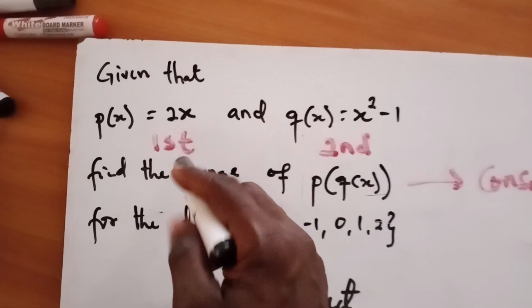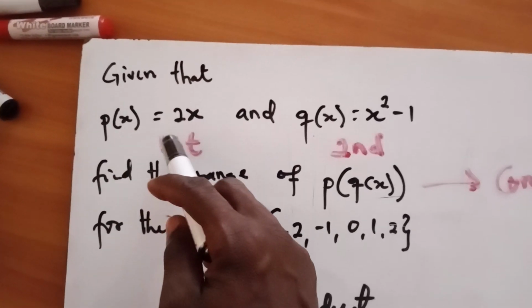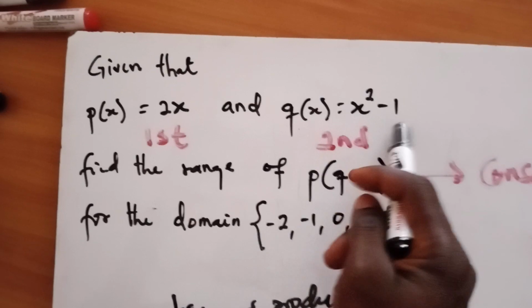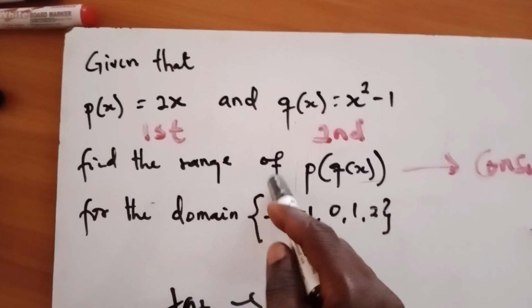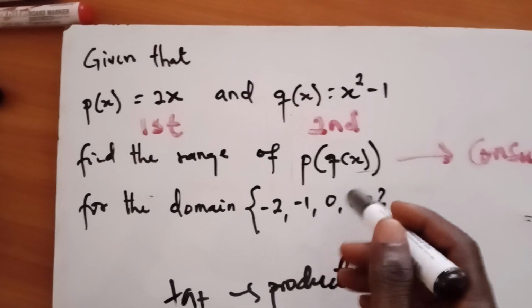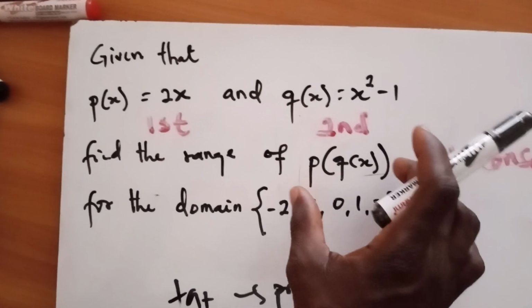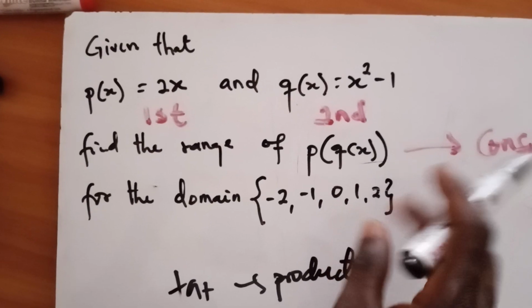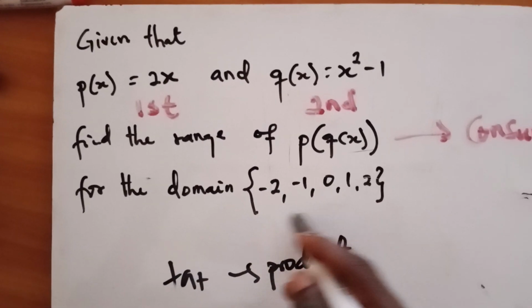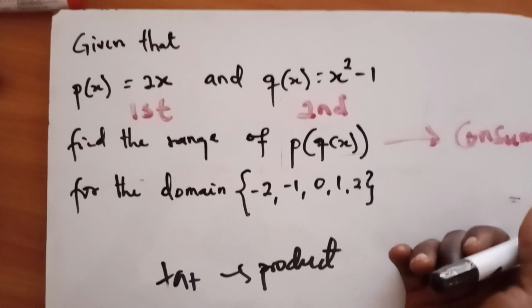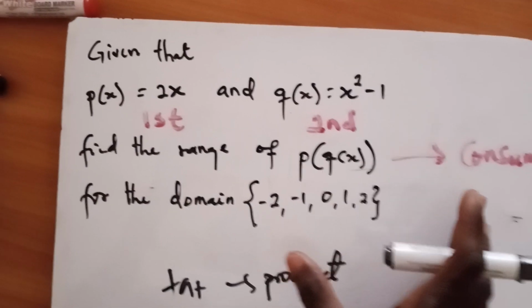Now, here's the mathematical term. Given that P of s is equal to 2s and Q of s is equal to s squared minus 1, find the range of this function. So this is a composite function, whatever you want to call it. What we aim at here is understanding the domain of these values: -2, -1, 0, 1, and then 2. So how do you do that? This is how we are going to solve the problem.